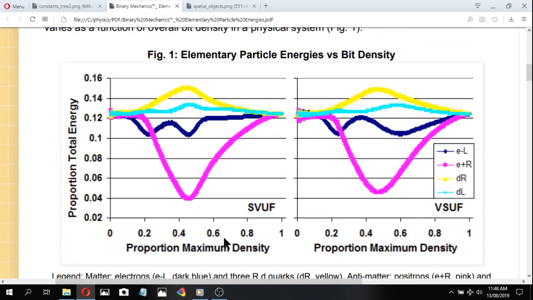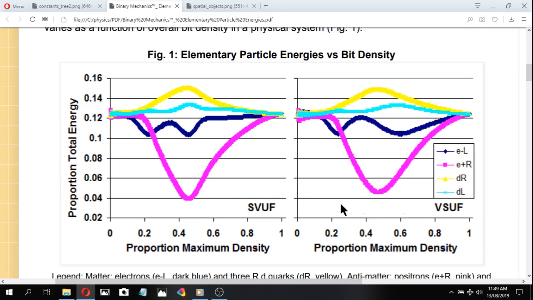Here we have the proportion of maximum density. Maximum density is when all bit loci in every spot in the simulated space have an energy quanta in them. Zero density is absolute vacuum in binary mechanics. So we start out, as we increase the density, with approximately equal, our expected amounts, which is going to be 1/8, about 0.125 of the total energy.